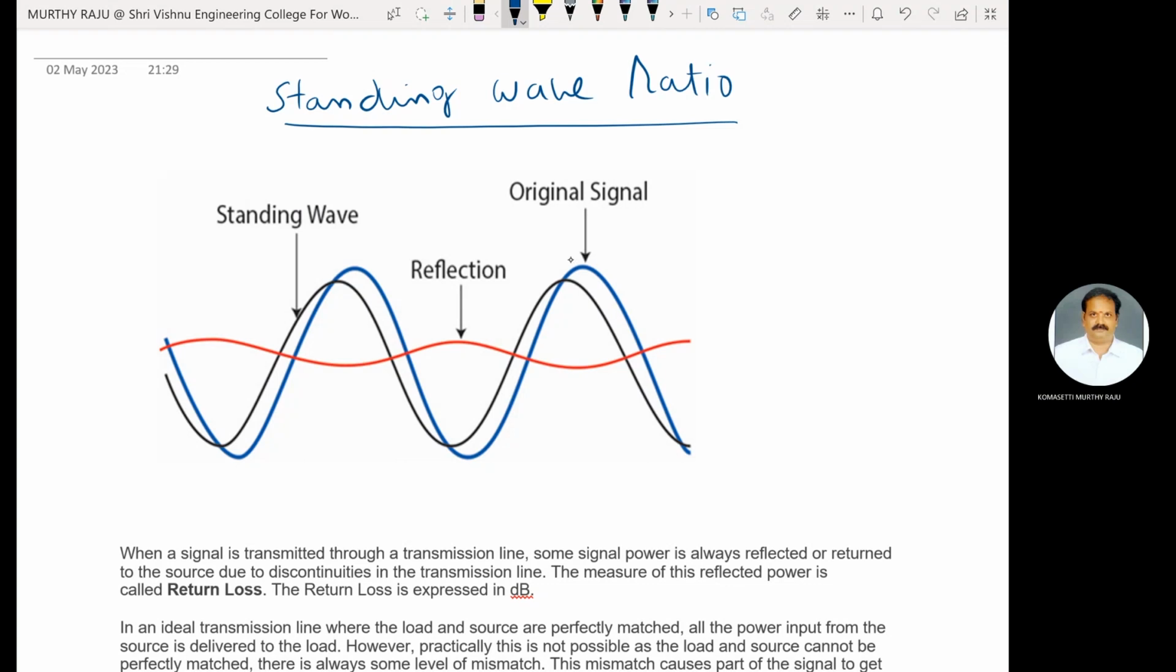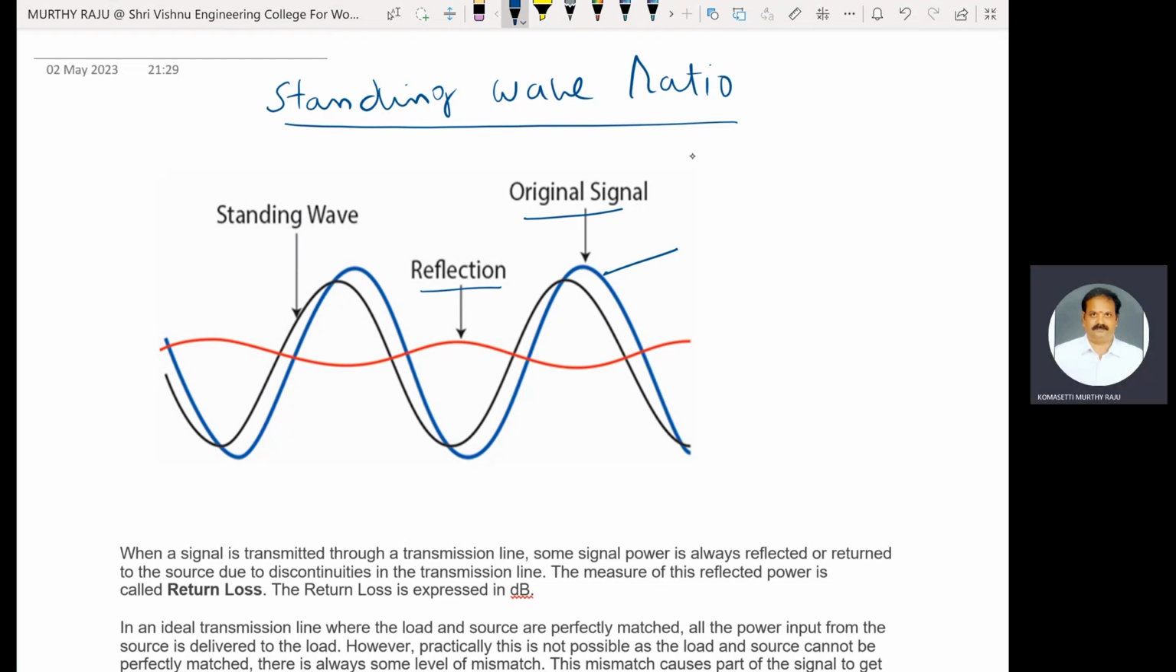This is the original wave, the original signal, that is blue color. The reflected signal is red color. The standing wave is the black color shown in the figure. A standing wave results from two waves having the same frequencies. Two waves means the original signal and a reflected signal having the same frequencies and traveling in opposite directions.